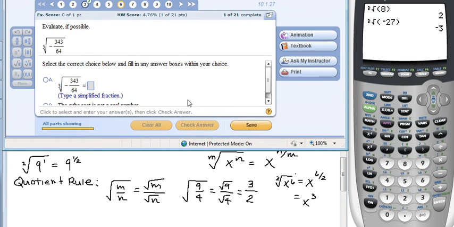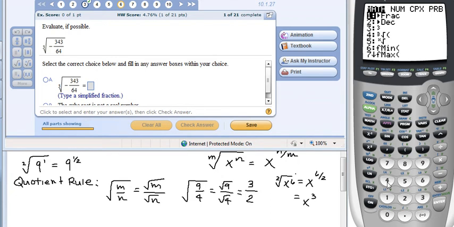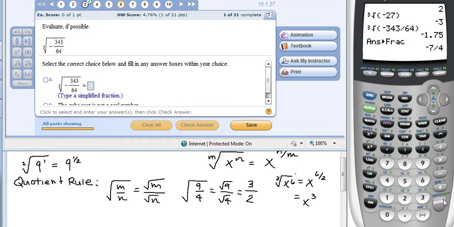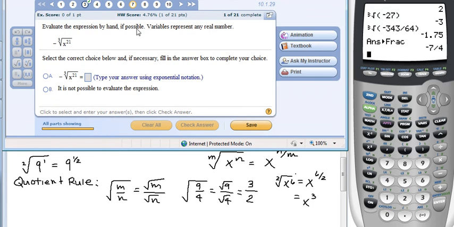Alright, let's put that one in completely from scratch here. Alright, so I have a negative 343, divided by 64. And then I can do math enter because it's going to want that fraction. So I've got negative 7/4 on that. Okay, so that's what this is asking me for, a simplified fraction. So most of these I can do with my calculator here.